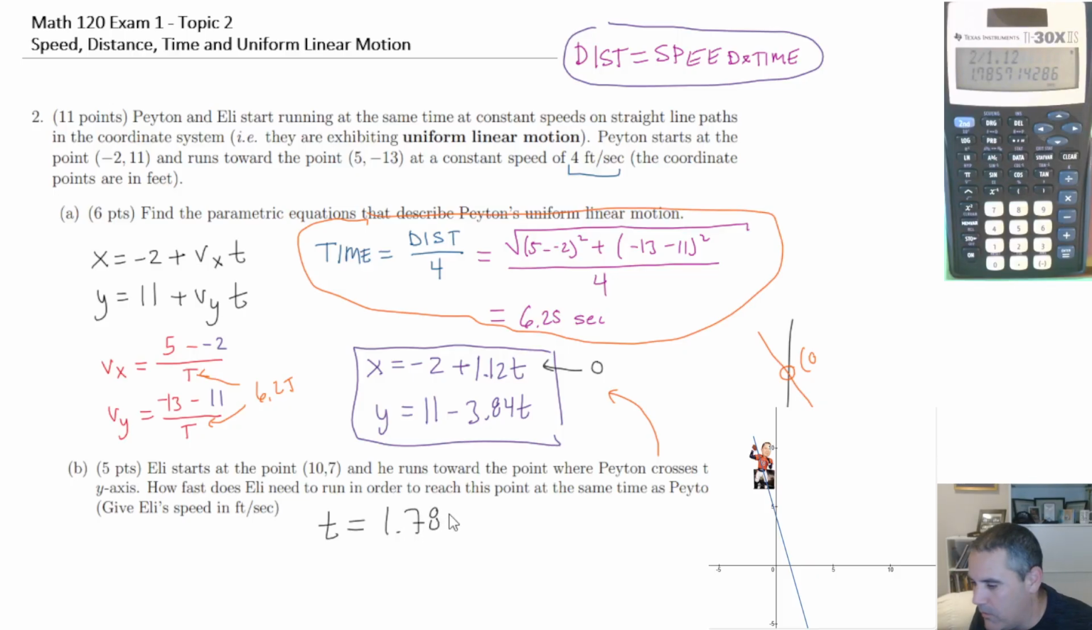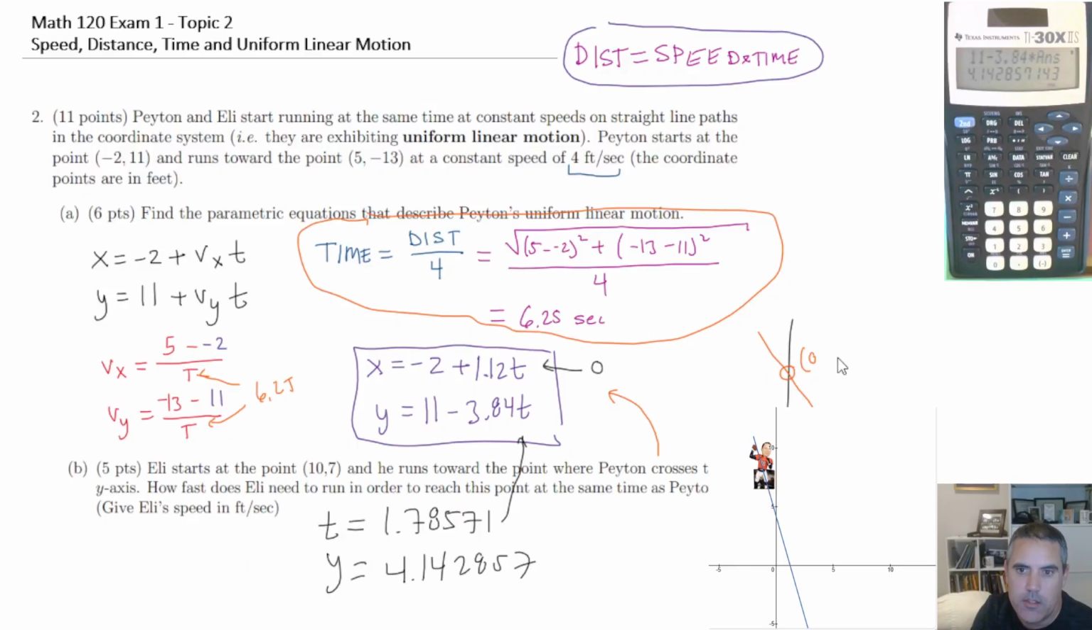Really what we're doing now is making sure we understand the coordinate system. What does it mean to be on there? Once I know the t, I can plug it into either one, but in particular that one, 11 minus 3.84 times t, enter, so I get the y is 4.142857. So now I have this point, 4.142857.